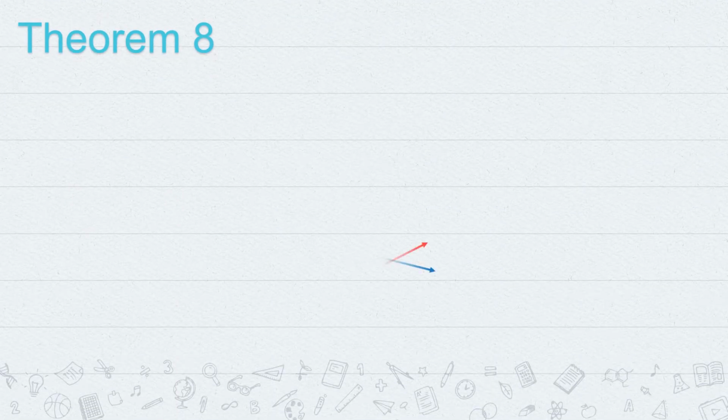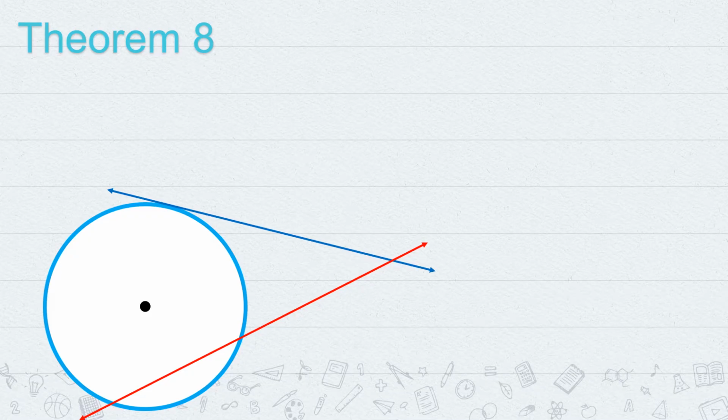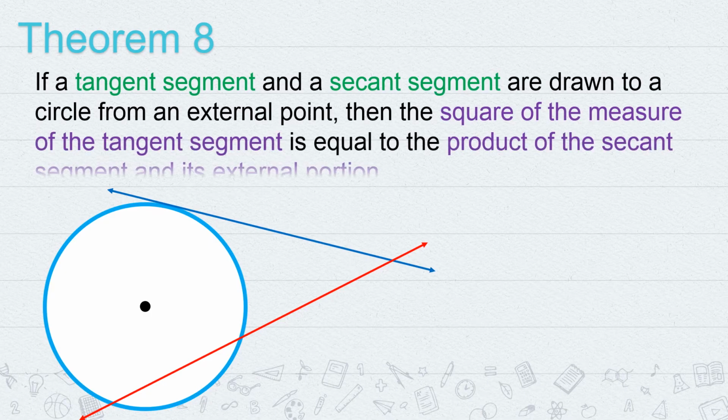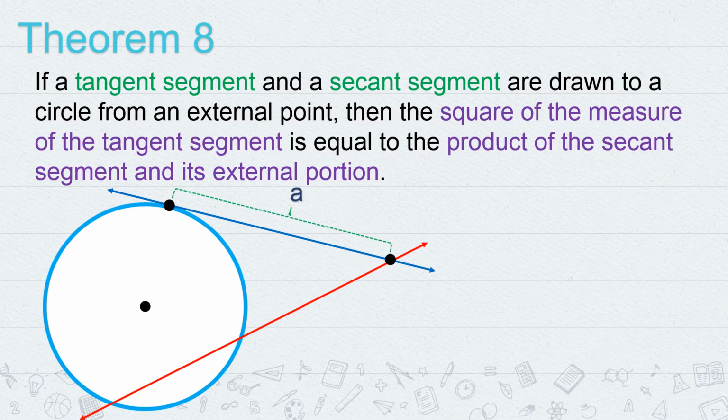Theorem number 8 is talking about this figure. As you can see, we have our tangent line together with our second line intersecting outside our circle. And what is the relationship between their segments? Theorem number 8 tells that if a tangent segment and a second segment are drawn to a circle from an external point, then the square of the measure of the tangent segment is equal to the product of the second segment and its external portion.